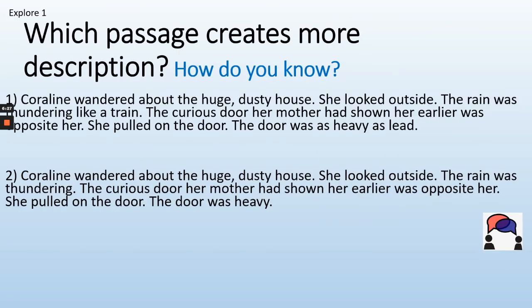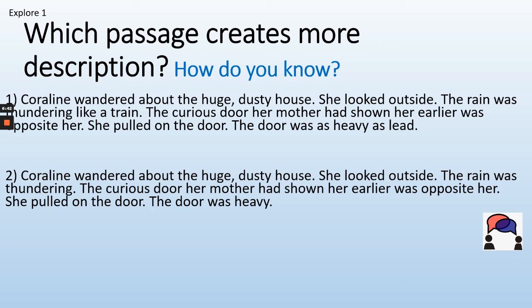So which passage creates more description? Coraline wandered about the huge dusty house. She looked outside. The rain was thundering like a train. The curious door her mother had shown her earlier was opposite her. She pulled on the door. The door was as heavy as lead.